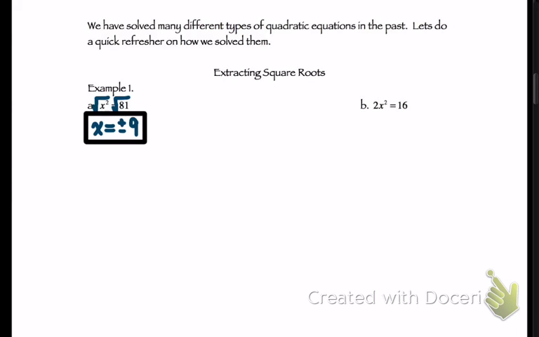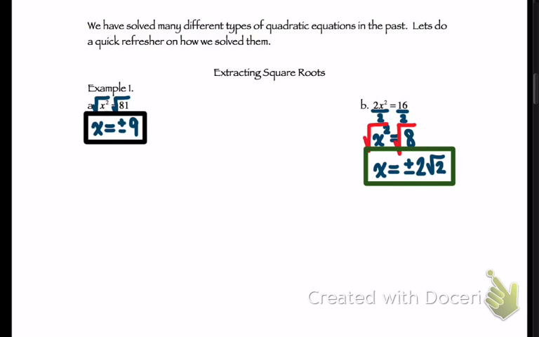Okay, so for letter B, obviously the first thing we would need to do is get x squared by itself. So I would have to divide both sides by 2. That gives me x squared equals 8. I've got to take the square root of both sides from here. If I take the square root of both sides, you can break down the square root of 8, the square root of 4 times the square root of 2. Obviously the square root of 4 is 2. Tack on that root 2. Don't forget your plus or minus.